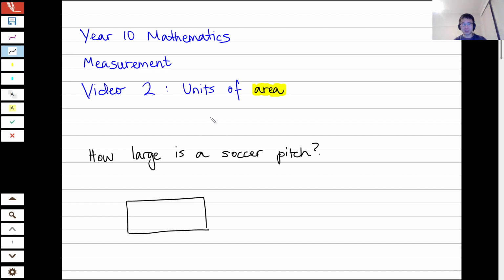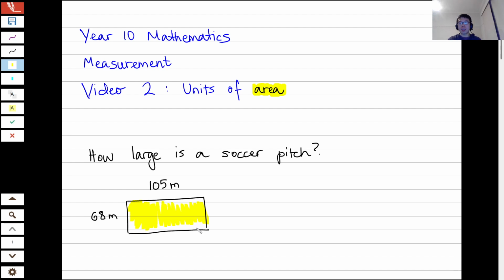And I want to start this video by asking you the question, how large is a soccer pitch? Well, if you look this one up, you'll find that the length is 105 meters and the width is 68 meters. When we're talking about area, we're talking about assigning a number to describe how much space is inside a shape.